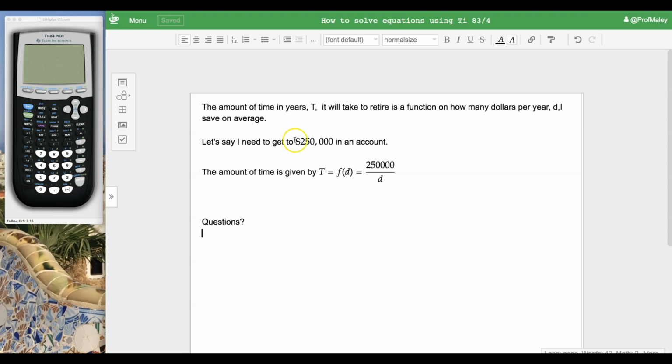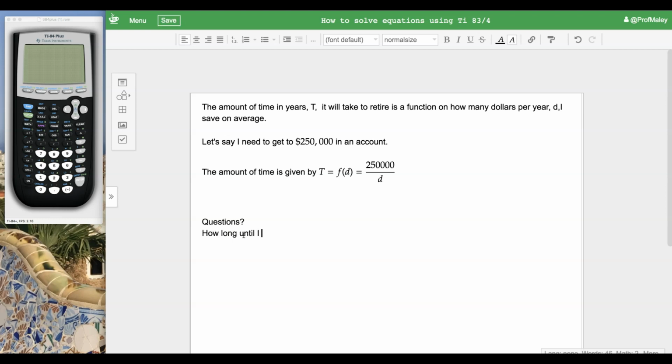So if we say that I need $250,000 in an account to retire, and most of us are probably going to need a lot more than that, so let's just say it's just one account, that the amount of time is modeled by this rule here, T equals 250,000 over D. Again, where D is how many dollars per year I save on average. So some of the questions we might have about this account.